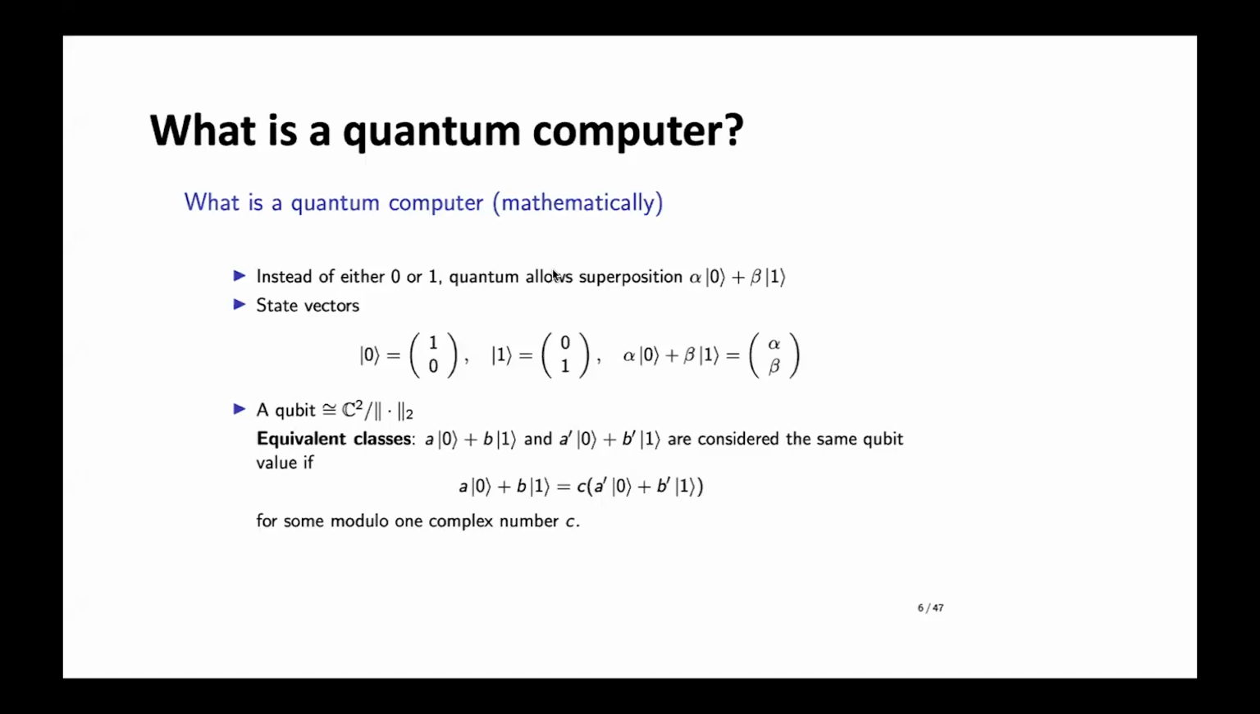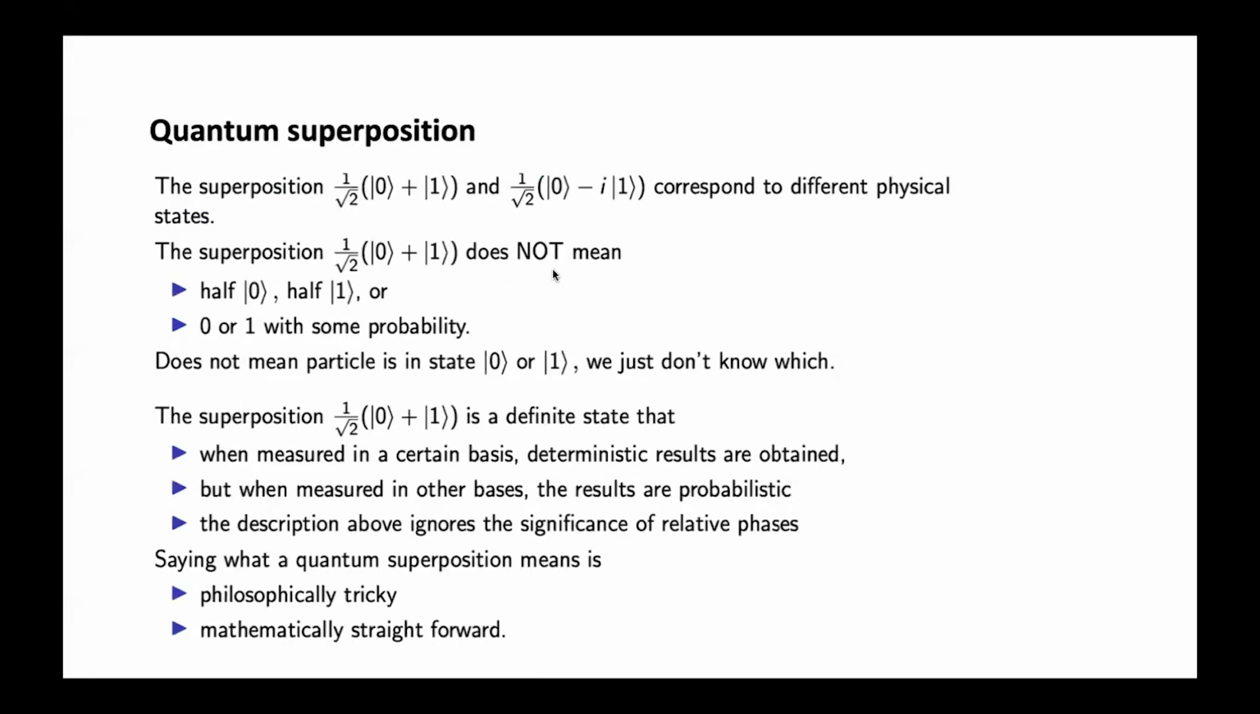So we say that two linear combinations, two superpositions, A0 plus B1 and A prime 0 plus B prime 1, are considered the same value if one is a multiple of the other by some modulus 1 complex number. So you can think of this number as something of the form e to the i phi, something of that sort. So it has to be a modulus 1 complex number. So this is, let's say, the most mathematical definition that we have of quantum states, of the notion of quantum computer.